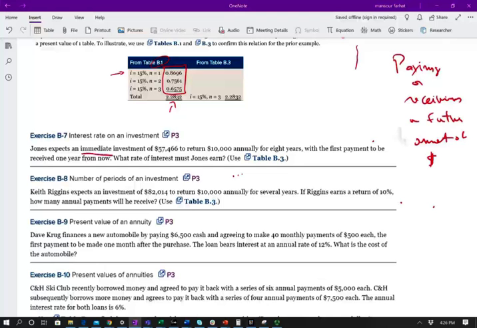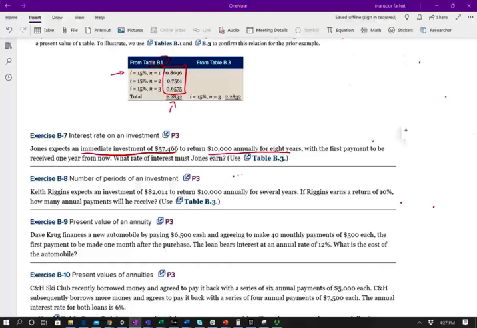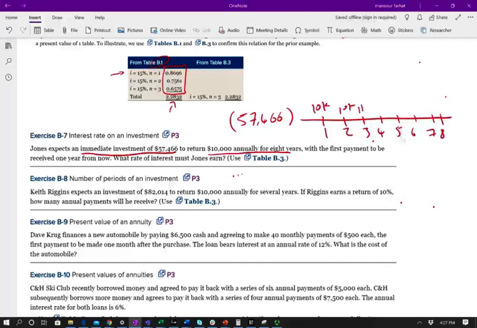Jones expects an immediate investment of $57,466 to return $10,000 for 8 years. So here's what this problem would look like. Jones was offered an investment. If you pay $57,466 today, then for the next 8 years, years 1, 2, 3, 4, 5, 6, 7, 8, you will be able to receive $10,000 each year.